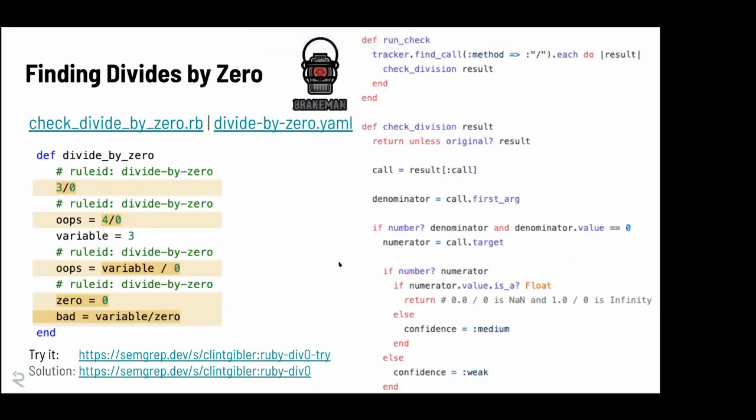So here's another example of, say, finding divide by 0. This is a check from Brakeman where it has some super useful helper functions where you can find calls to specific methods by name. Here it's finding all calls to the division operator, and then it calls this check division helper on the result. It gets the call from it, looks at the first argument, and checks whether the denominator is a 0 or not.